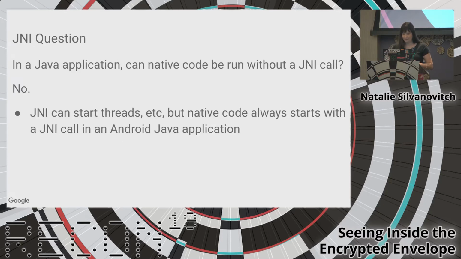So here's a question I had about JNI when I was looking at it. In a Java application, can native code ever be run without a JNI call? And the answer there is no, never. There will always be a JNI call every time you are calling native code in an Android Java application. And sure, they might start a process that does other stuff, but that's always going to be where you start. So that kind of narrowed down where you had to start looking at native code, because you always knew that it was going to start with that native call.